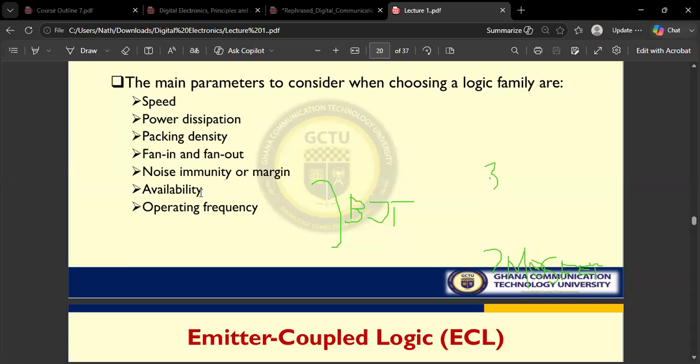So the fan out deals with the output of a logic gate. Fan out is the maximum number of identical inputs a single gate can drive without causing a drop in performance. That's what fan out is.